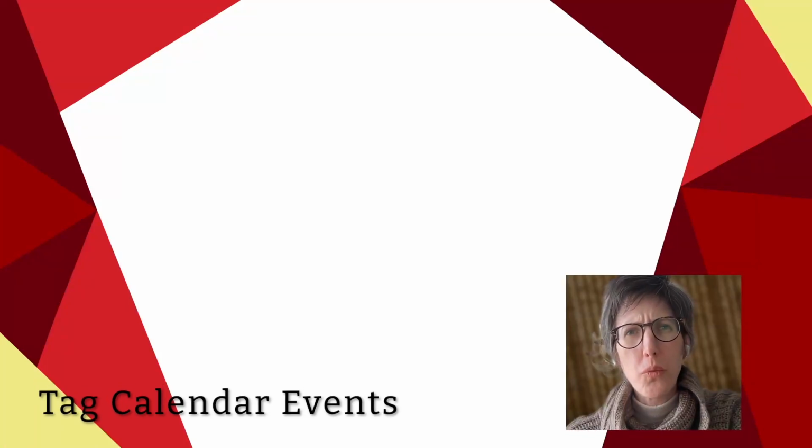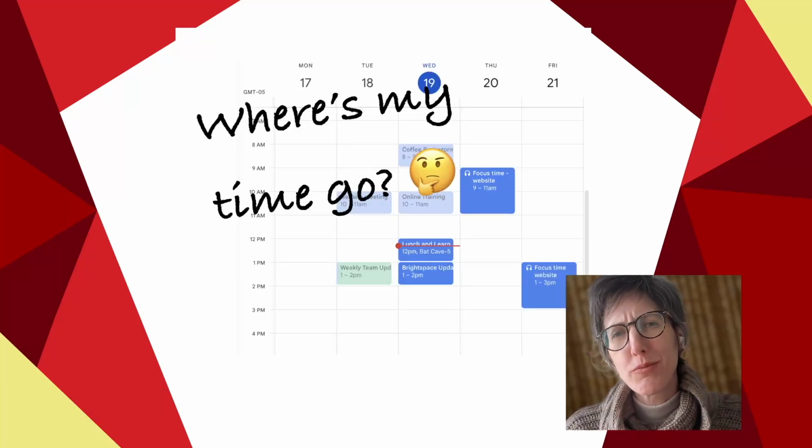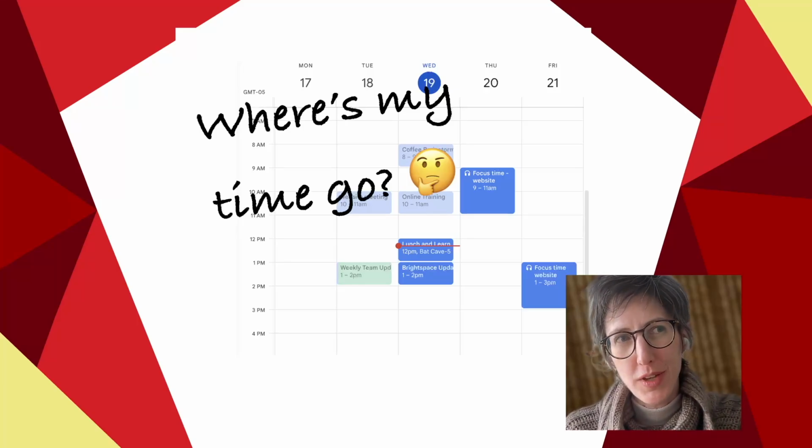Have you ever wondered where your time goes in a week? Or wished you could add up events from your calendar, or maybe only the events associated with a specific project? Let's take a look at how you can do this in Google Calendar.